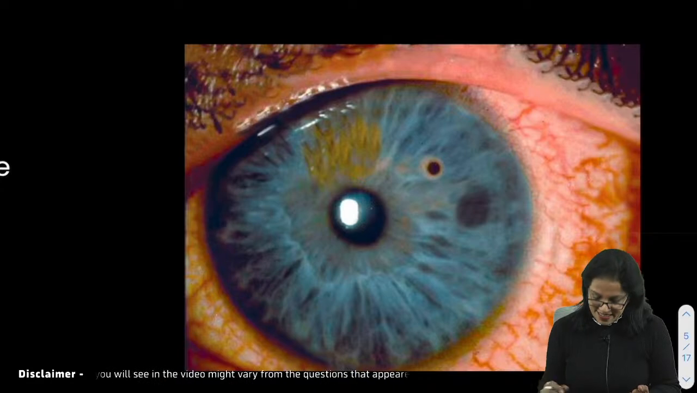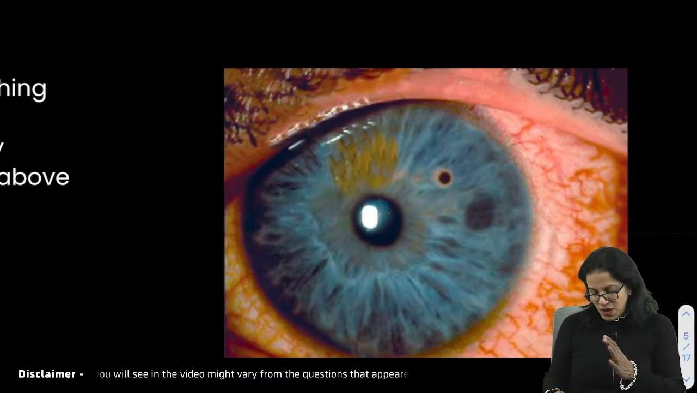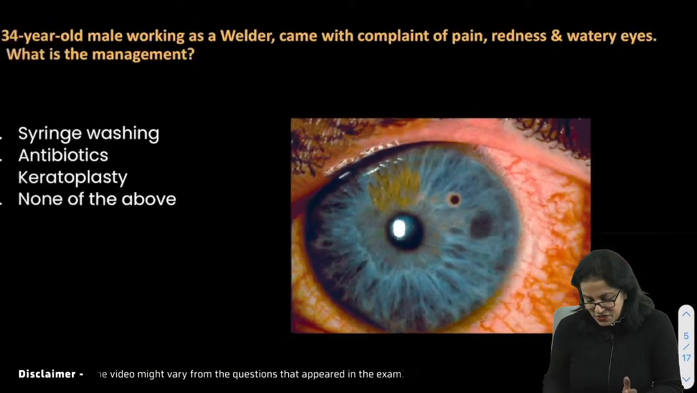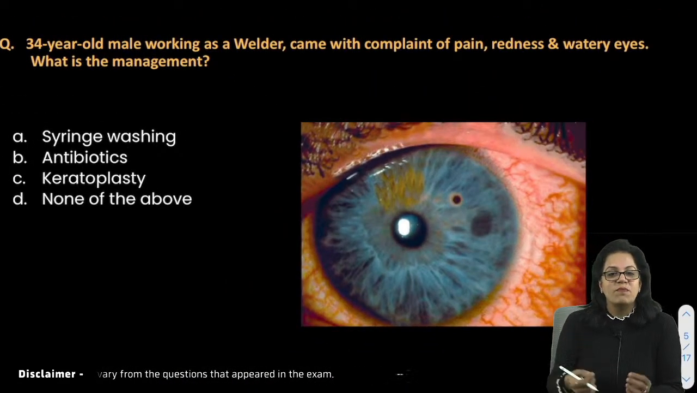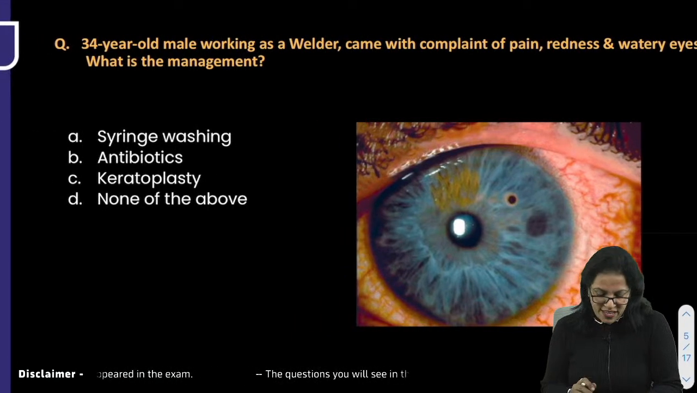So what you see here is an iron particle on the cornea. If you ask me how to manage this iron particle, we generally scrape the iron and we pad and bandage. Now let's see the alternatives and the options that we have got here.